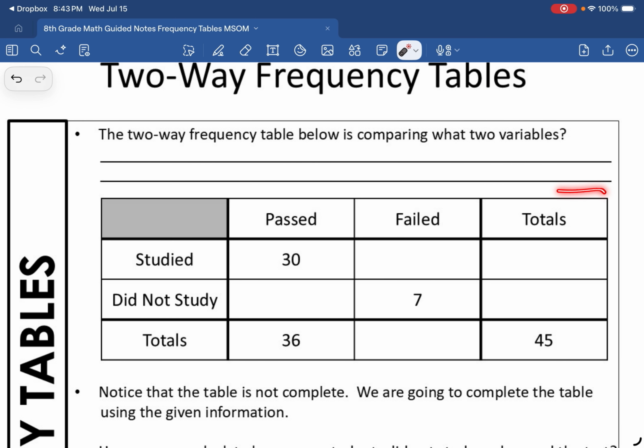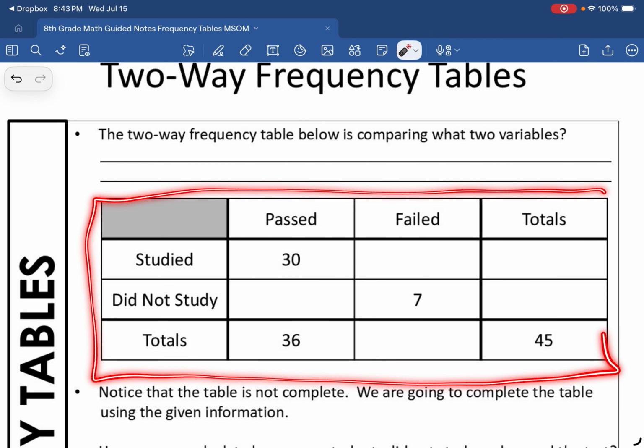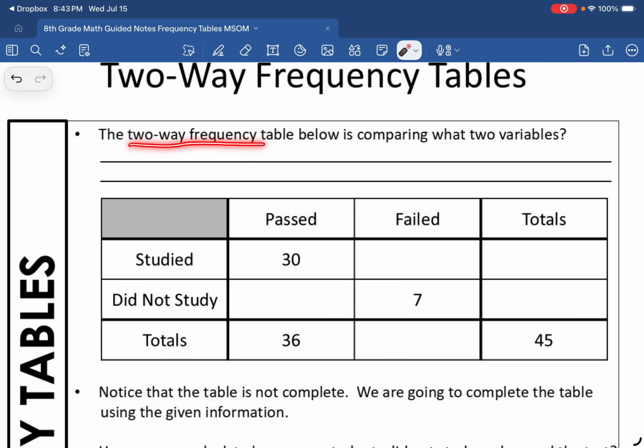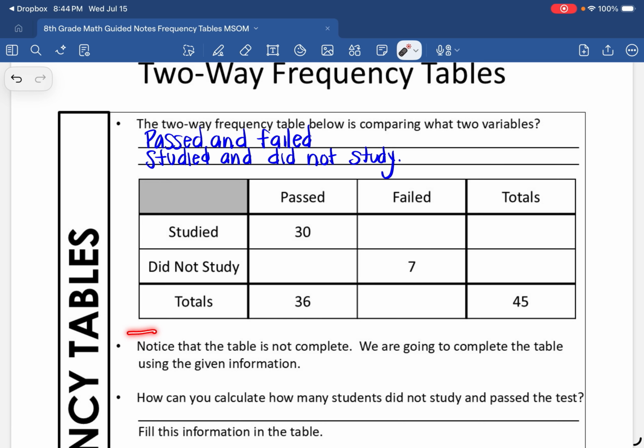Now we're going to be working with this frequency table right here. The two-way frequency table below is comparing what two variables? So we're going to look at the labels. So we have passed and failed, and then studied, did not study. Notice that the table is not complete. We are going to complete the table using the given information.